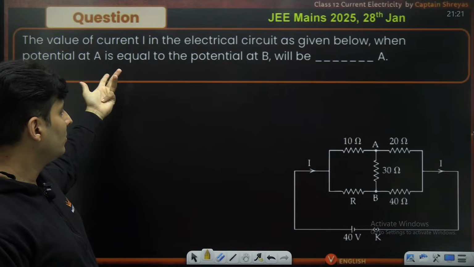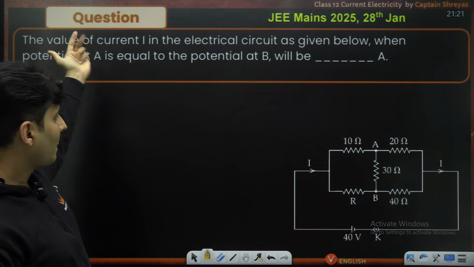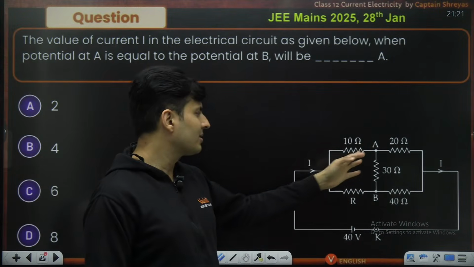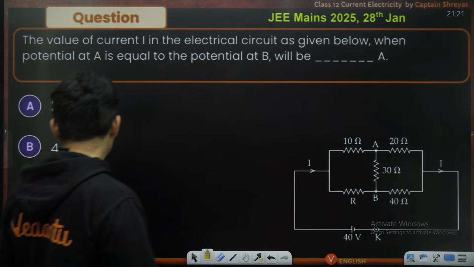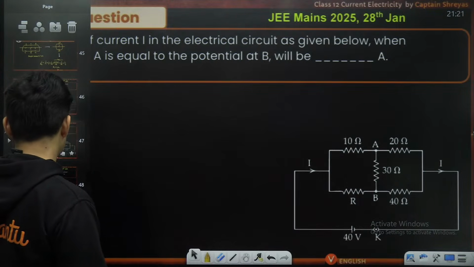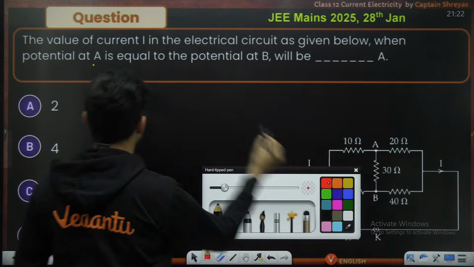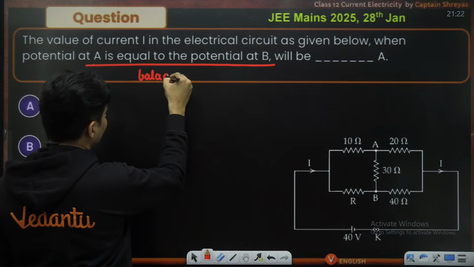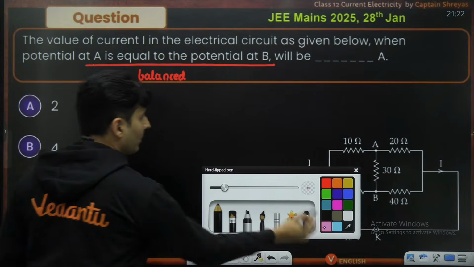Potential at A is equal to potential at O. Actually, this is a kind of Wheatstone. If it is told A and B's potentials are equal, what does it mean? It just means it's a balanced Wheatstone. See, this data, what does this data tell you? That means it is nothing but a balanced Wheatstone. If it is a balanced Wheatstone, that means what?